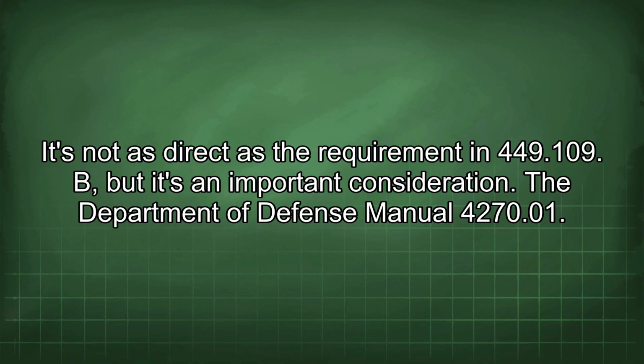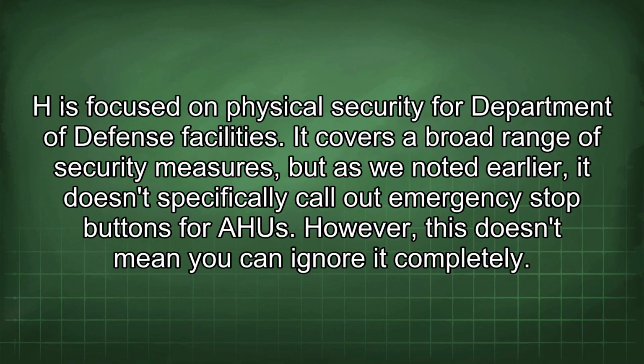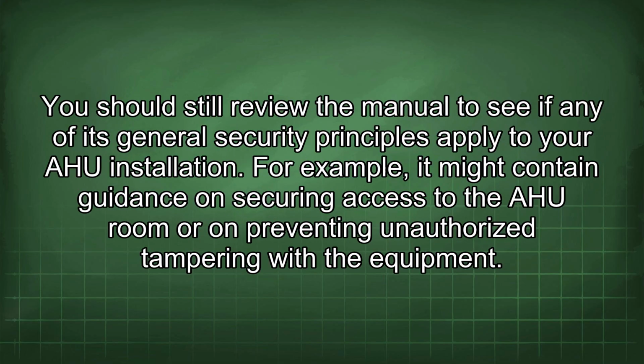The Department of Defense Manual 4270.1.H is focused on physical security for Department of Defense facilities. It covers a broad range of security measures, but as we noted earlier, it doesn't specifically call out emergency stop buttons for AHU. However, this doesn't mean you can ignore it completely. You should still review the manual to see if any of its general security principles apply to your AHU installation. For example, it might contain guidance on securing access to the AHU room or on preventing unauthorized tampering with the equipment.